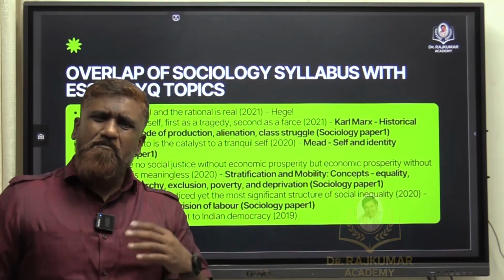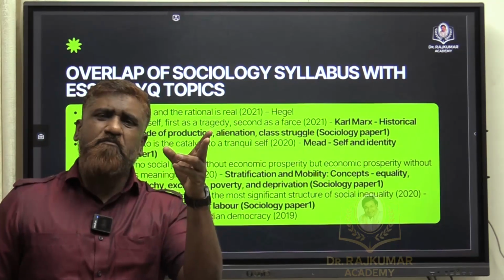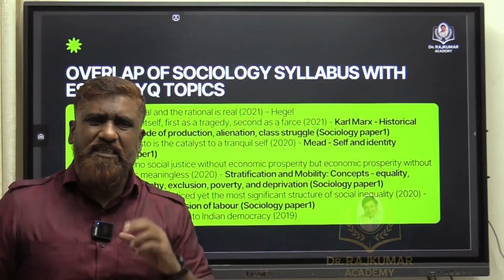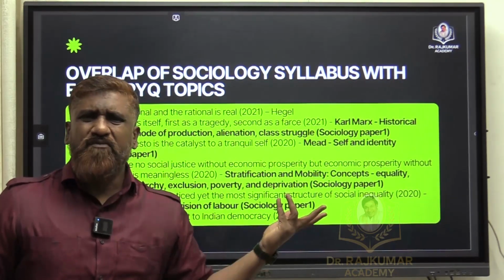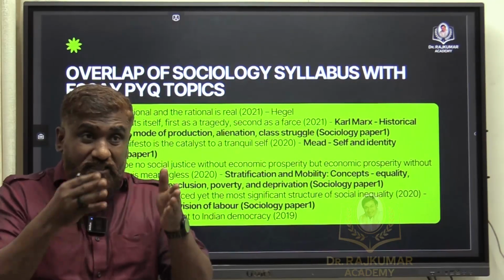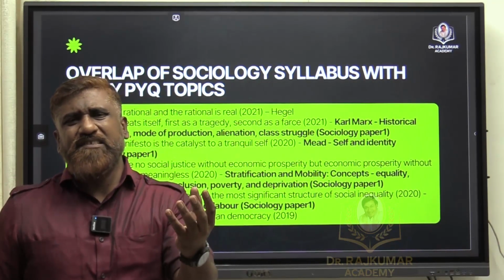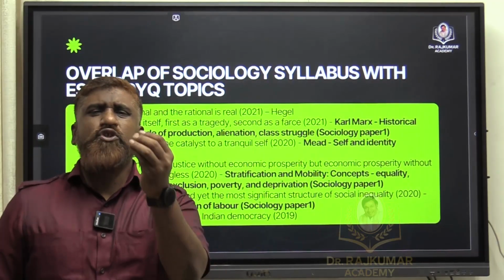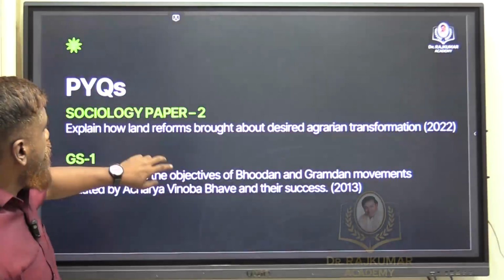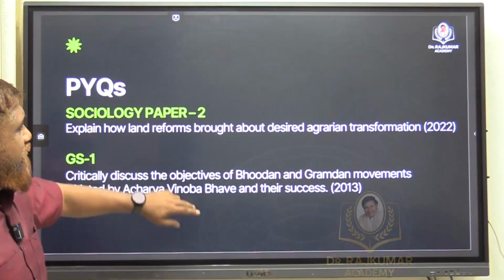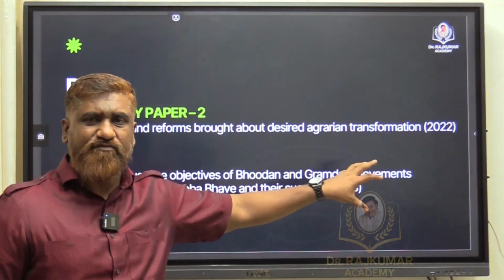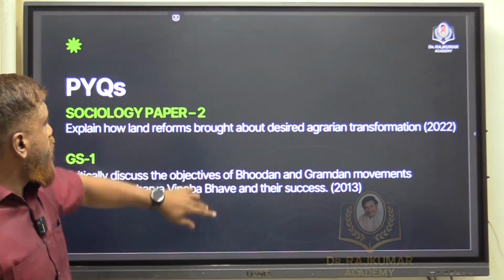Concepts like equality, poverty, why poverty, what is the difference between poverty and inequality or the connection between them, then deprivation and poverty, what is the difference between them. All this stuff we are going to study. These are all definitional issues coupled with the understanding of reality. Essays: numerous times questions were asked, on social issues, numerous questions asked on this. So with paper 2, if you see, a land reforms related question: explain how land reforms brought about desired agrarian transformation. This is sociology paper 2.